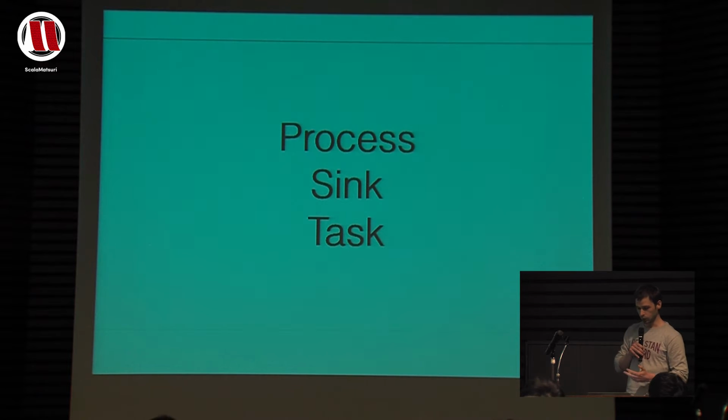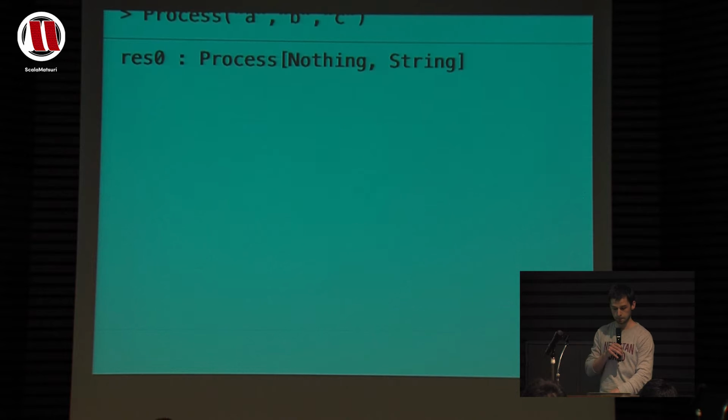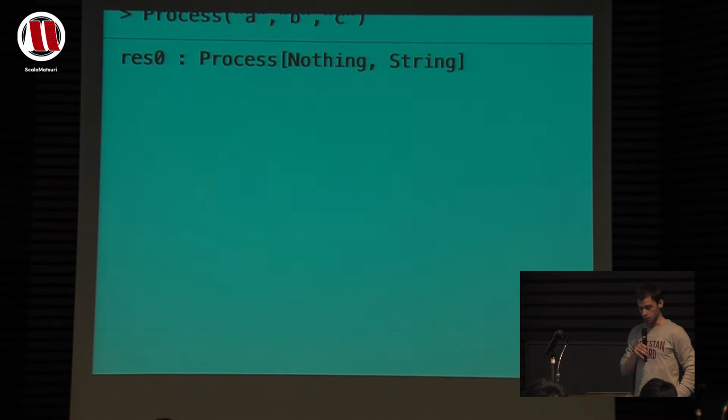Scalaz-Stream is built around three main types. First of all, process. We will talk about it in more detail and you will see them in action. A sink is basically something that consumes elements of a process, and finally a task, which is the most common effect that we will use to actually evaluate our process.